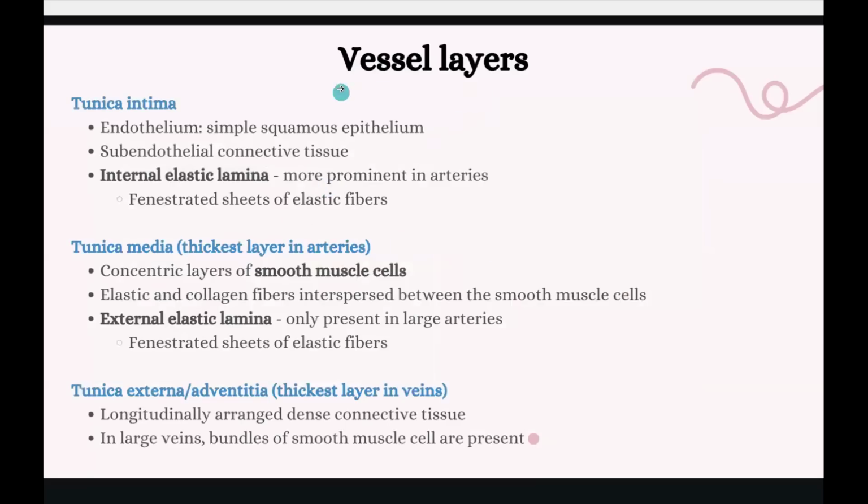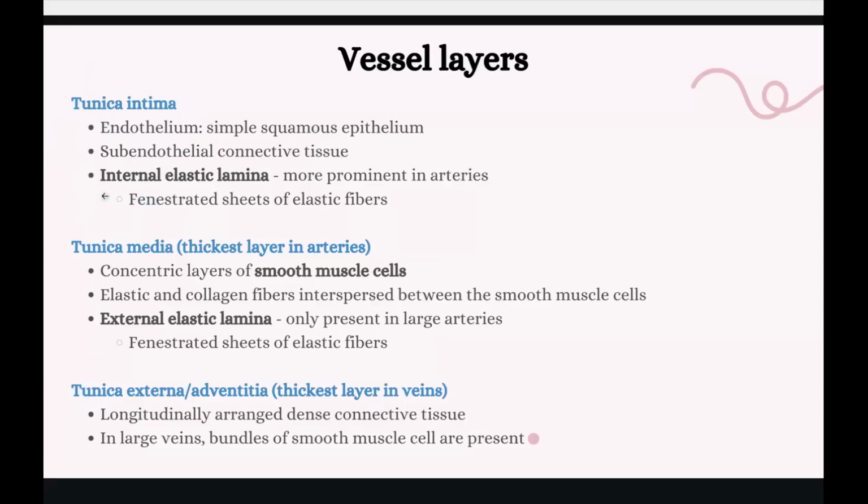So, as a general overview of arteries, we have the tunica intima, the tunica media, and the tunica externa. The tunica intima is the innermost layer of the vessel, so it's closest to the lumen. And this is where you have the endothelium, which is a simple squamous epithelium. And you also have subendothelial connective tissue. And then you have internal elastic lamina.